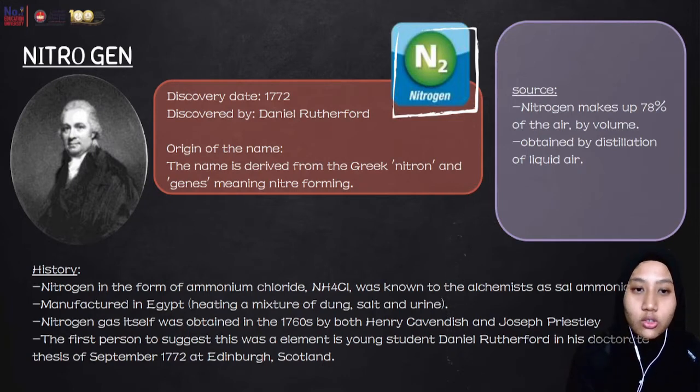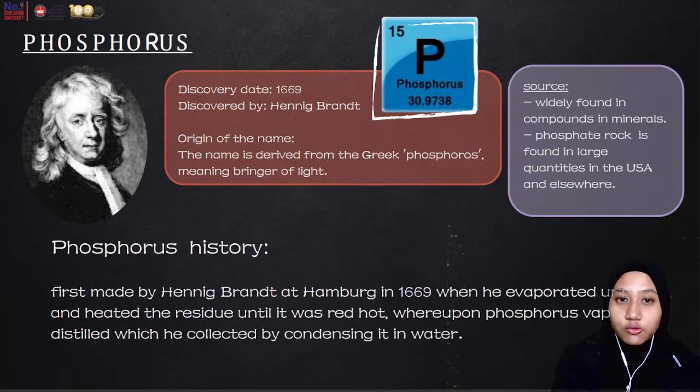The history of nitrogen: nitrogen in the form of ammonium chloride was known to the alchemists as sal ammoniac, manufactured in Egypt by heating a mixture of camel dung, salt, and urine. Nitrogen gas itself was obtained in the 1760s by both Henry Cavendish and Joseph Priestley. The first person to suggest this was an element was the young student Daniel Rutherford in his doctoral thesis of September 1772 at Edinburgh, Scotland.